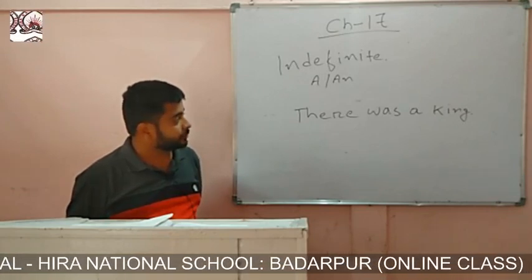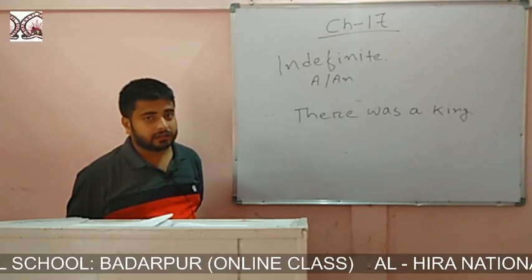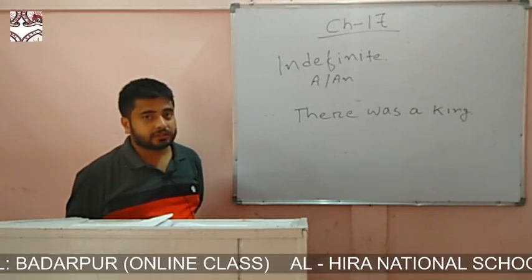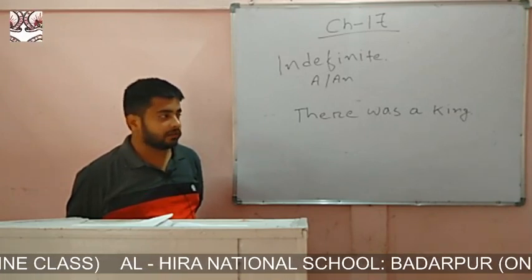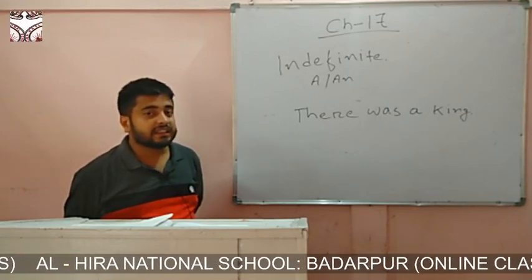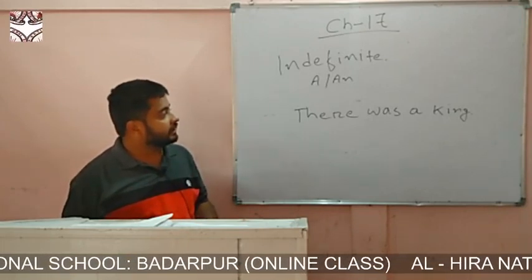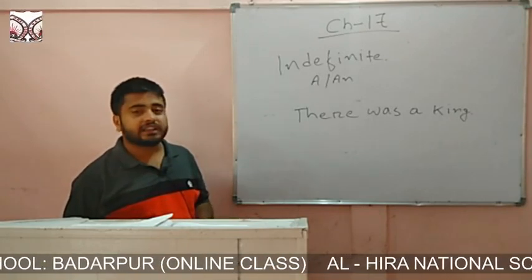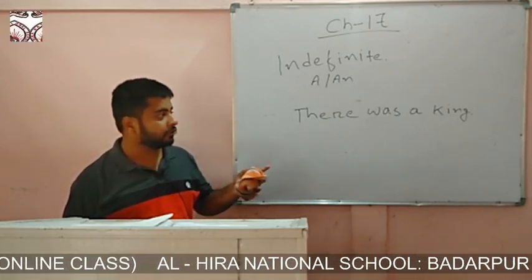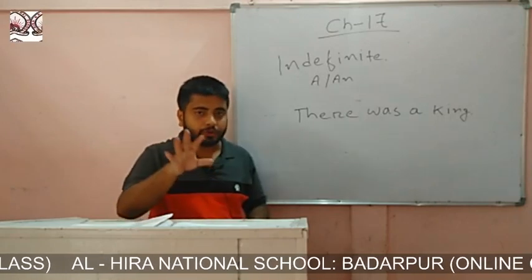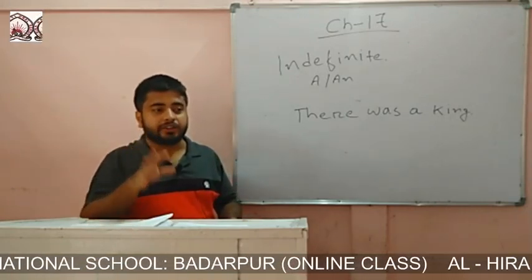And earlier I have used the before king because earlier the king was particular and I knew the king. So I used the, that is definite article. Here the identity of the king is not clear, so I have used a before king. So I hope you have understood definite and indefinite article.